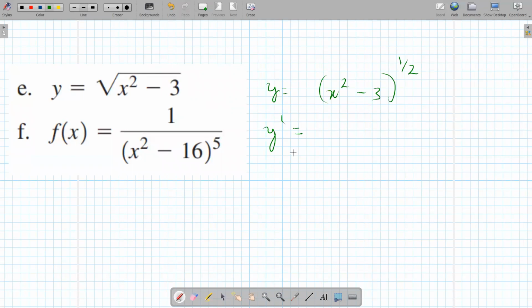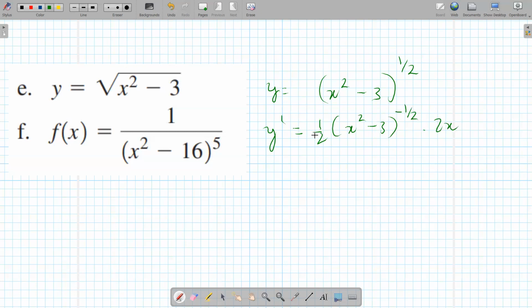You bring the 1/2 to the front. Yeah. Everything inside stays as it is. What's going to be the new power? Is it negative 1/2? Yeah, it is negative 1/2. Now, what do we multiply this by? x. Yeah, that's it. Okay, and you're done.